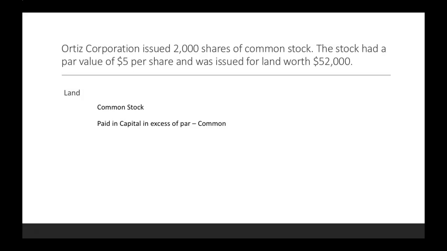How much is this land worth? $52,000. So we want to debit our land for $52,000. Common stock, we have to calculate it again. Right? We take our number of shares times the par value. So 2,000 shares times $5 a piece gives us that 10,000 again. And we need our debits and credits to equal now. So we'll credit our paid-in capital in excess of par, 42,000.